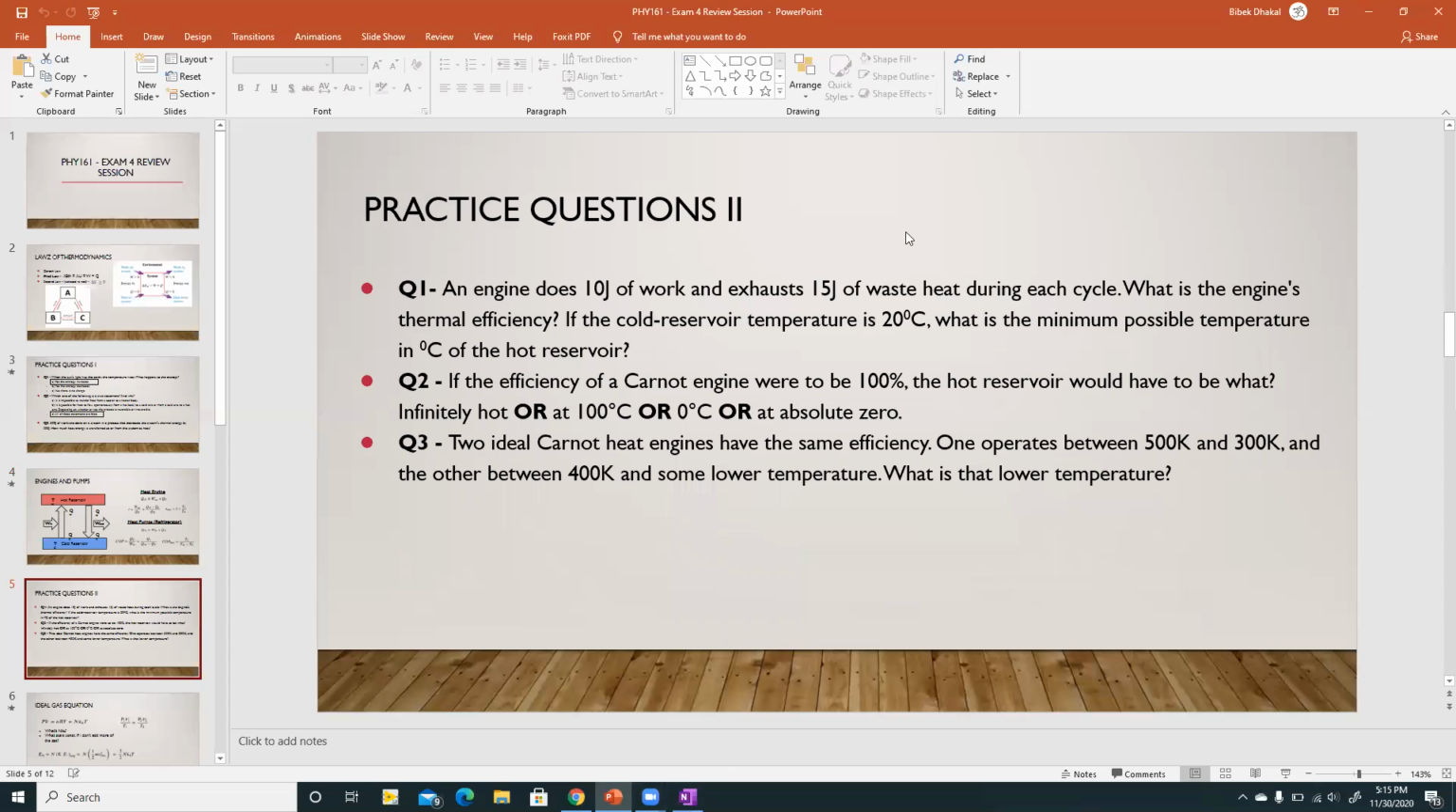So let's solve this problem. These are some of the important problems. I think you'll be asked problems like this in your final exam, so make sure to practice a few more questions like this.